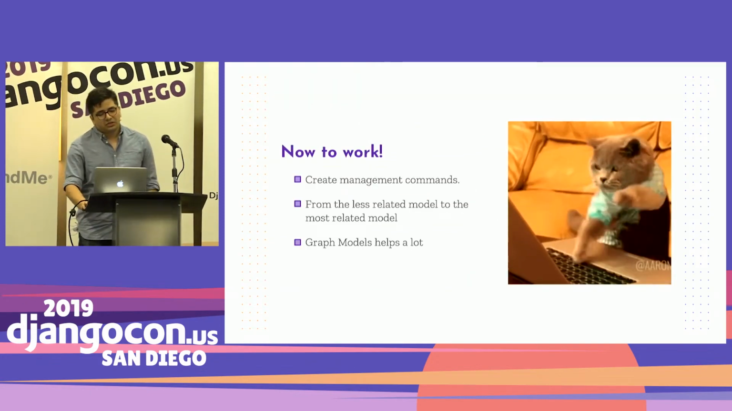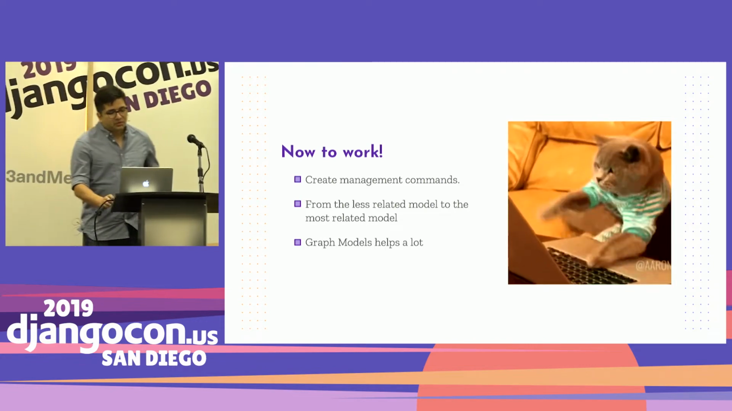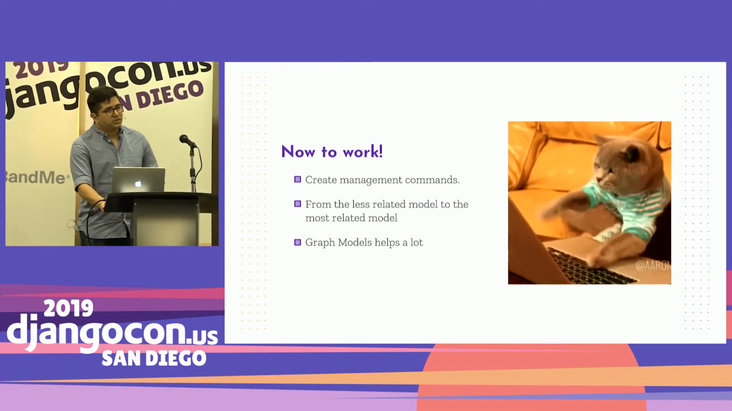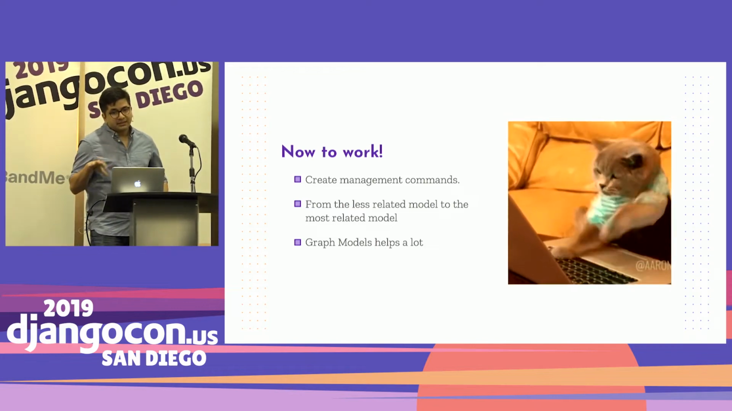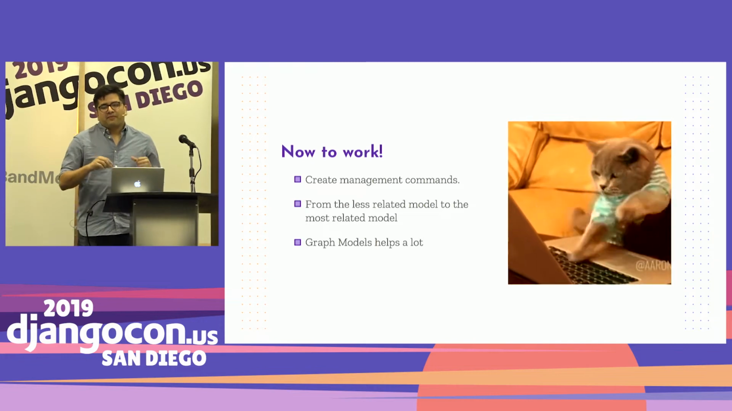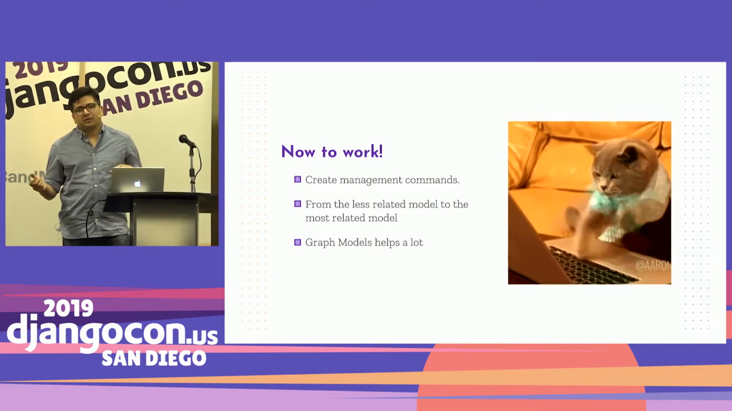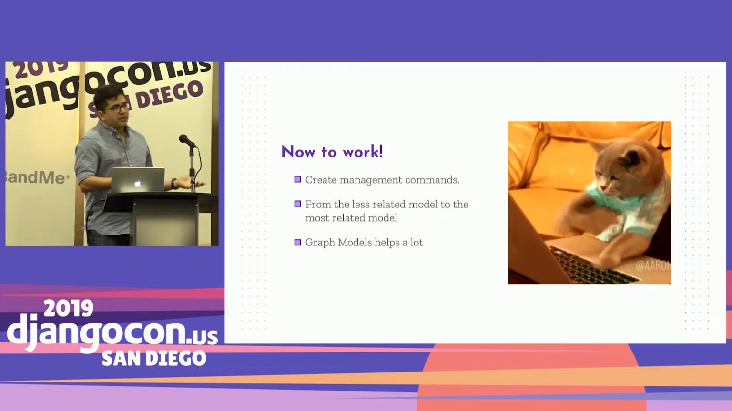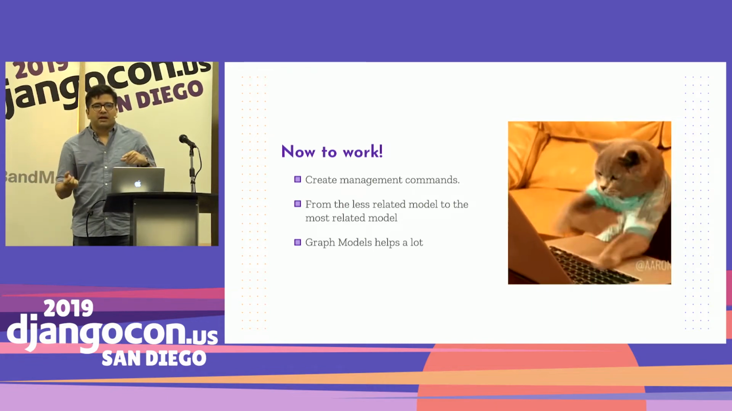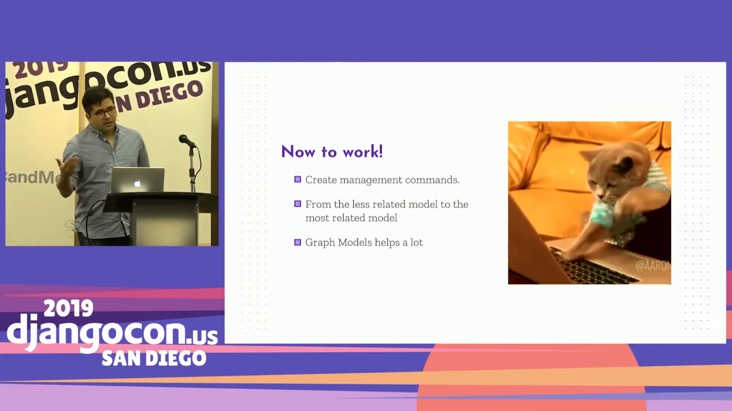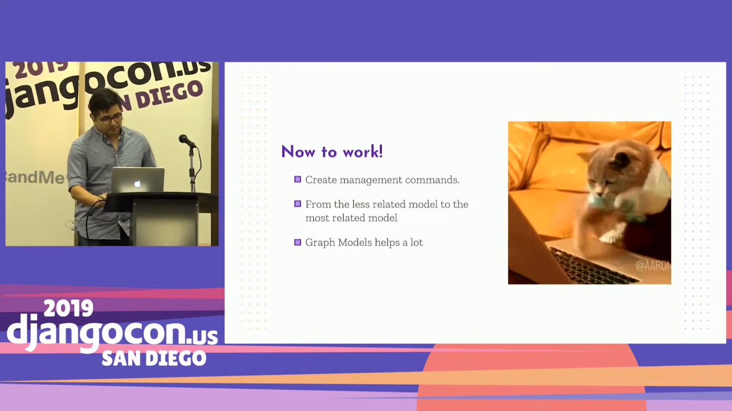Now to work. The approach that I take is to create management commands for each use case. And then I work from the less related model to the most related model. What I mean by this is that the less related model is the one that doesn't have dependencies on other tables. So in this case, for WordPress, that would be a category model that everybody depends on, but that model doesn't depend on anyone. And then you're going to build up from the top to bottom the dependencies of each model.